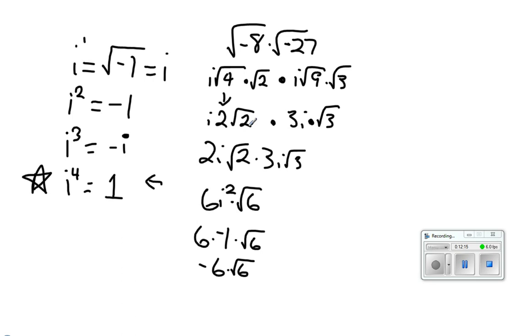So before we go, the reason why you can't just combine these straight off is you would get this, but you would have lost the negative sign because of this i squared. So instead of 6 times square root of 6, you would have had 6i times square root of 6, and you'd be off by a lot.